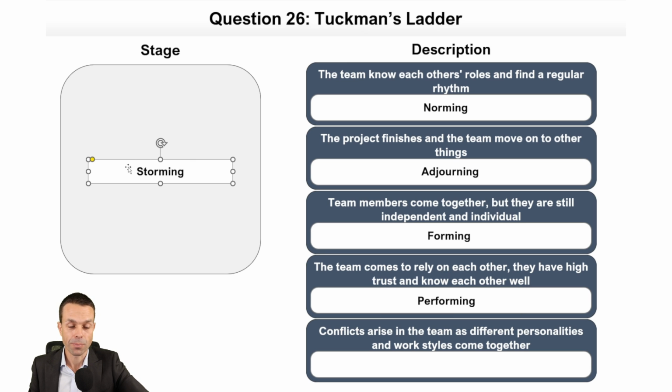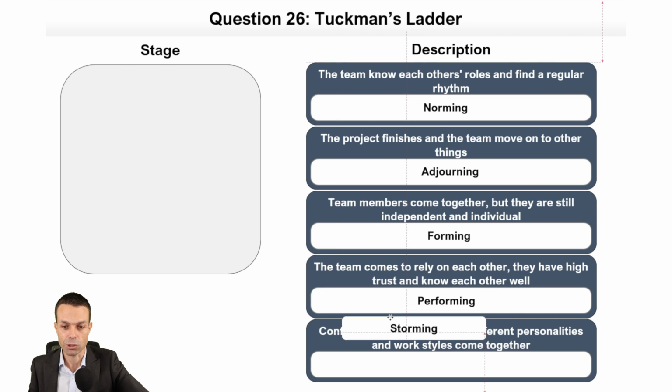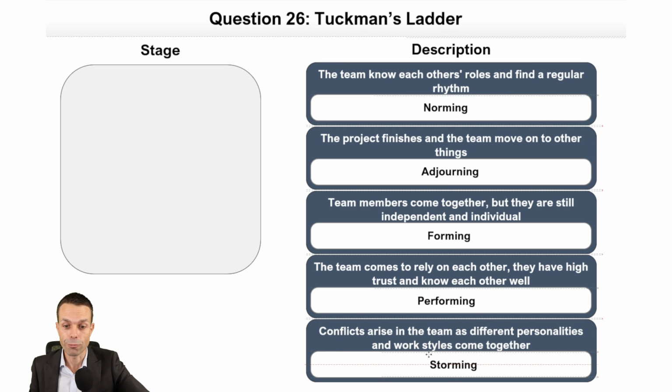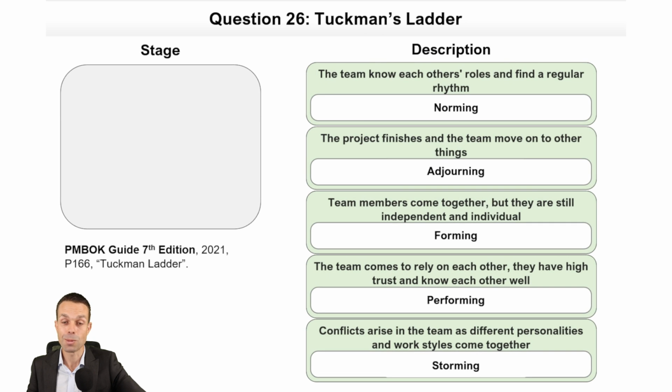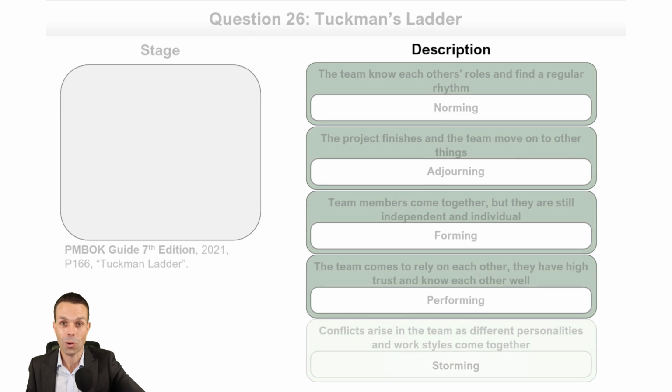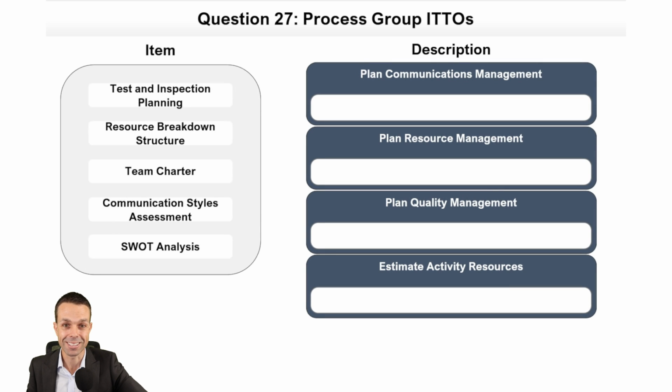And lastly, but not lastly in the actual process of things, but just as a description, storming is when conflicts arise in the team and different personalities are trying to figure their way and where they fit and what their roles are. And so we're storming through those items. Let's quickly check. And there it is, Tuckman's Ladder, page 166, PMBOK Guide 7th edition. Wonderful stuff, guys. Absolutely excellent.